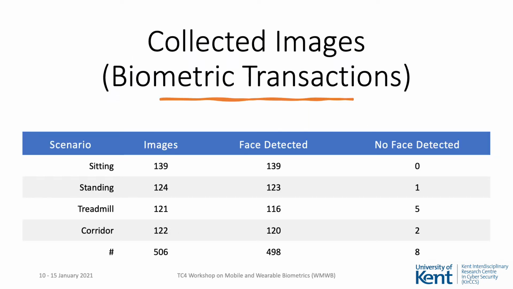This table showcases the amount of images we collected as part of this data collection, and each one represents a single biometric transaction. We used our face recognition Python library to first detect if it was able to detect a face within the image. If it was not, we disregarded it for the rest of the study, meaning we ended up with a total of 139 faces for the sitting scenario, 123 for standing, 116 for treadmill, and 120 for corridor, resulting in just under 500 images at 498.